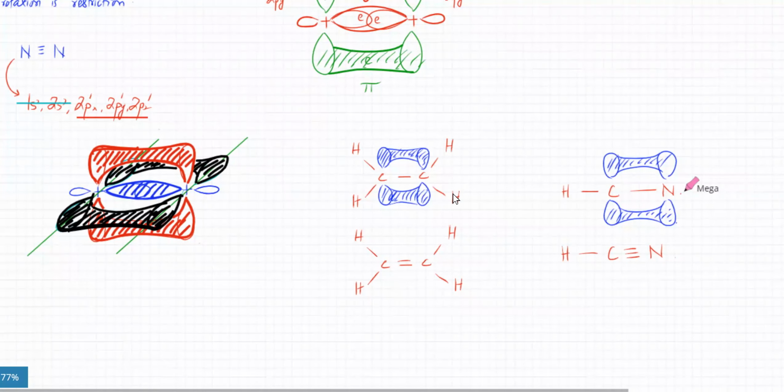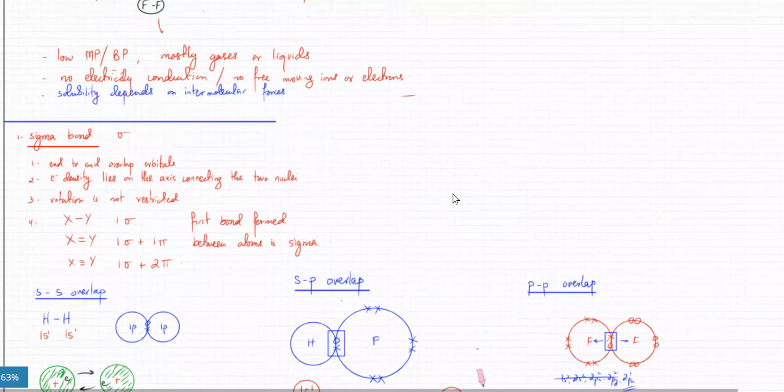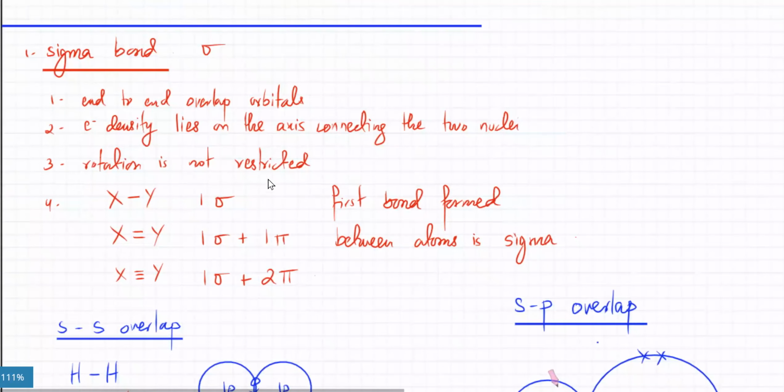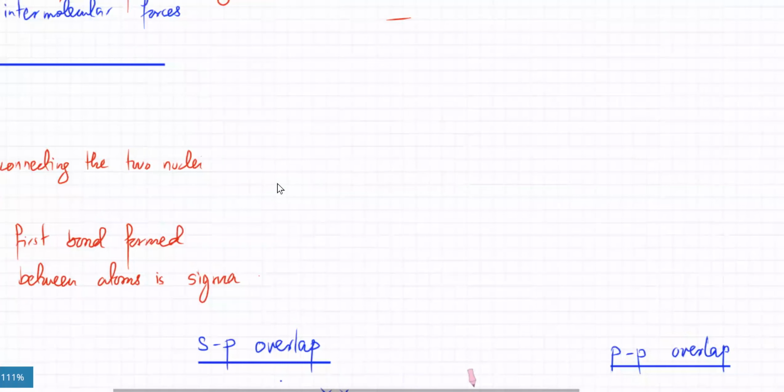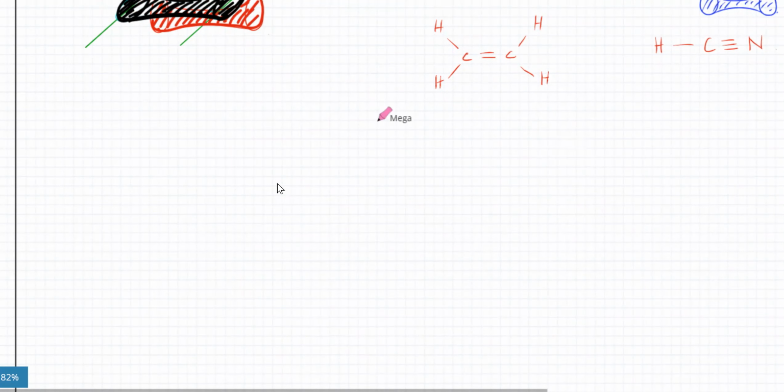So you've got sigma and you've got pi bonds. Now I'm going to talk about rotation in sigma bonds. This is what we talked about with sigma bonds, right? That rotation is not restricted in a sigma bond. Let's talk about the last point, which is that sigma bonds have unrestricted rotation about them.